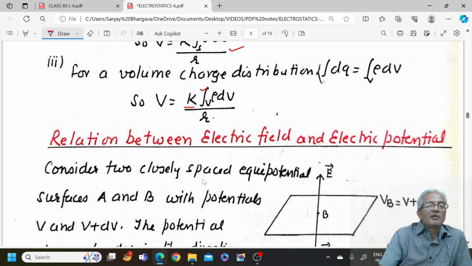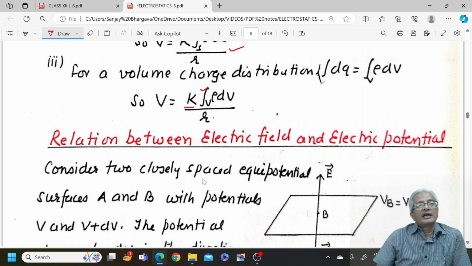Now we have an idea about electric field. Like electric field for a point charge was KQ upon R square. Electric potential due to the point charge was equal to KQ upon R. Now we need to calculate a relationship between electric field and electric potential.